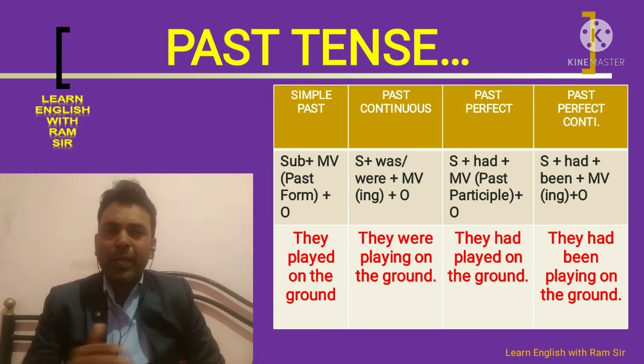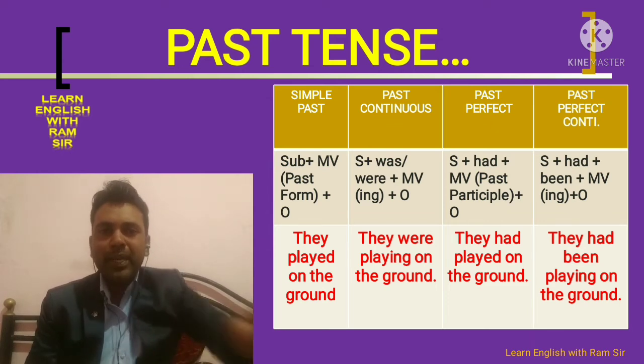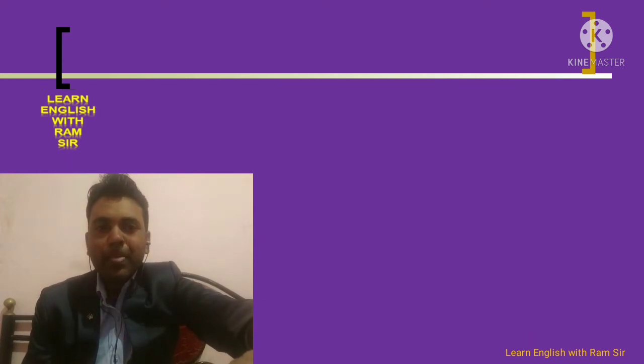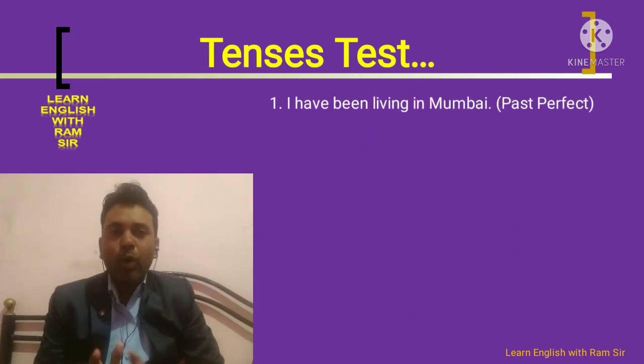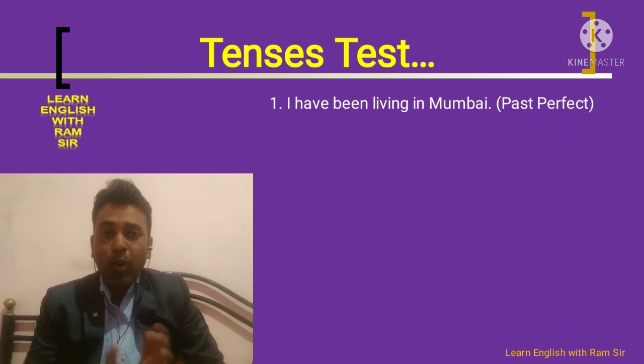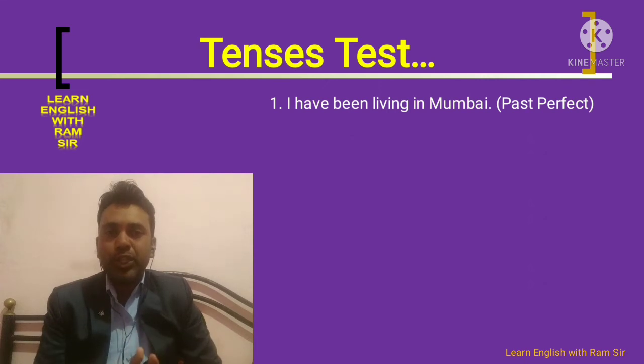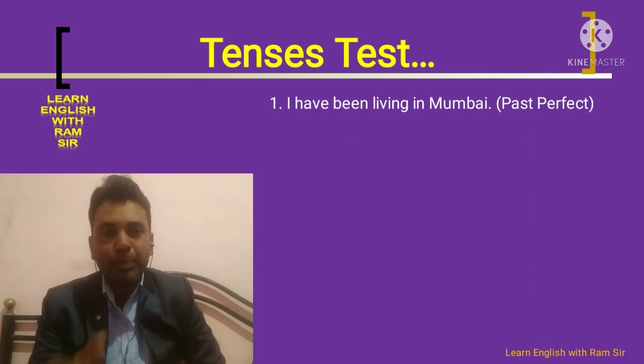Now let's start with our examples and we are going to solve the examples in a rapid way. So this is a rapid fire round for you. Let's be ready and solve these particular examples one by one. The statement: I have been living in Mumbai. So what exactly you have to do here? You have to identify the tense first and according to the given instruction which you can see here in the bracket.